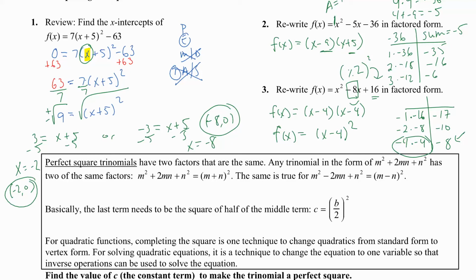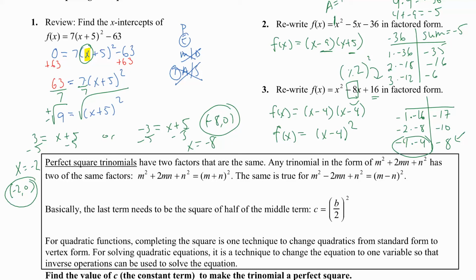So that happens again when we have something squared plus 2 times the first term times the second term, I should say the square root of those, plus that last term squared. Whenever we have that pattern, we can rewrite it as just m plus n squared. So basically, the main thing we need to get out of that is that c, that constant term, when we're dealing with quadratics, that last term has to be half squared of that middle term.